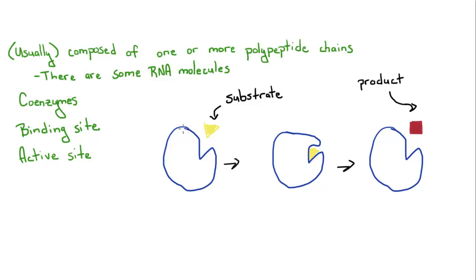Some enzymes or some reactions require something that is called a coenzyme. These are also known as vitamins, like vitamin A or vitamin D or something like that.